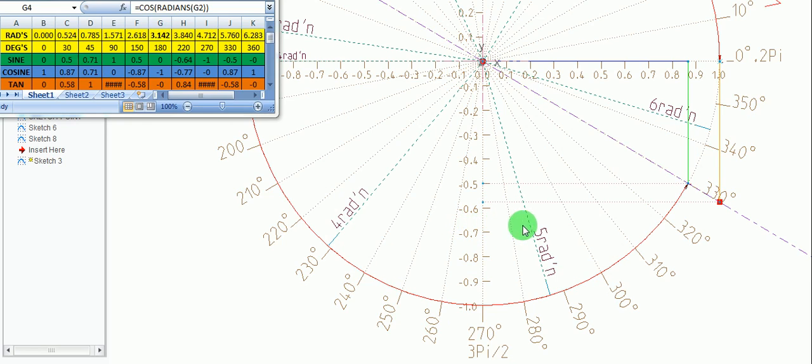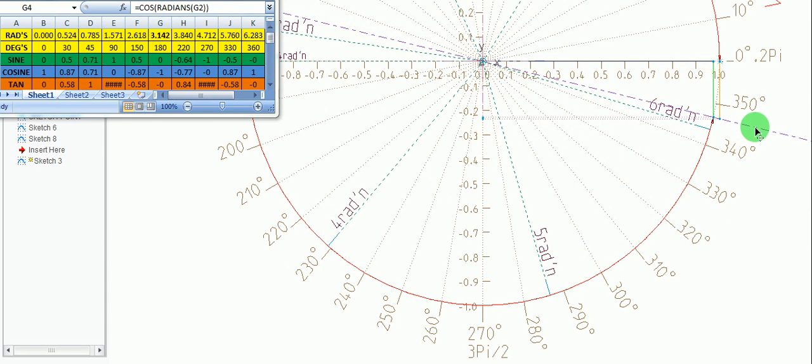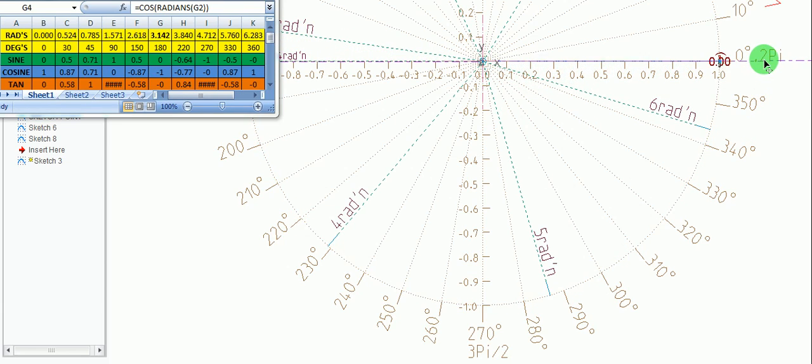Let us proceed to 360 degrees. At 360 degrees, the sine and the tan will take the value 0 and the cosine will take the maximum value of the radius, that is equal to 1.